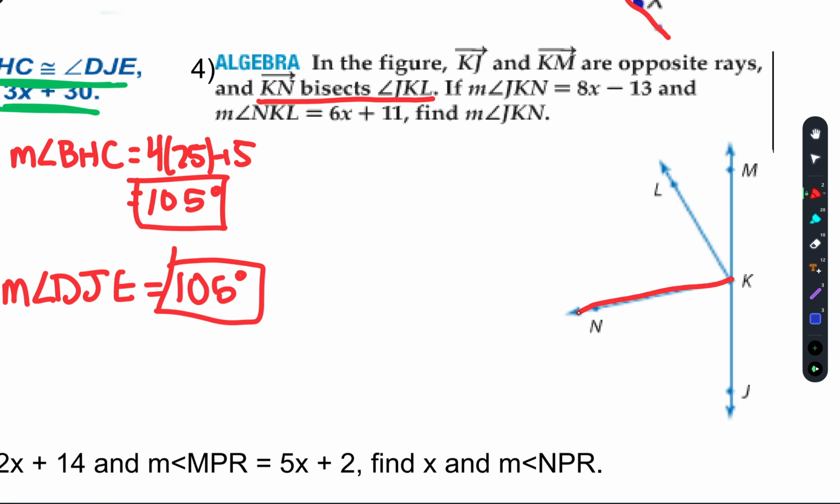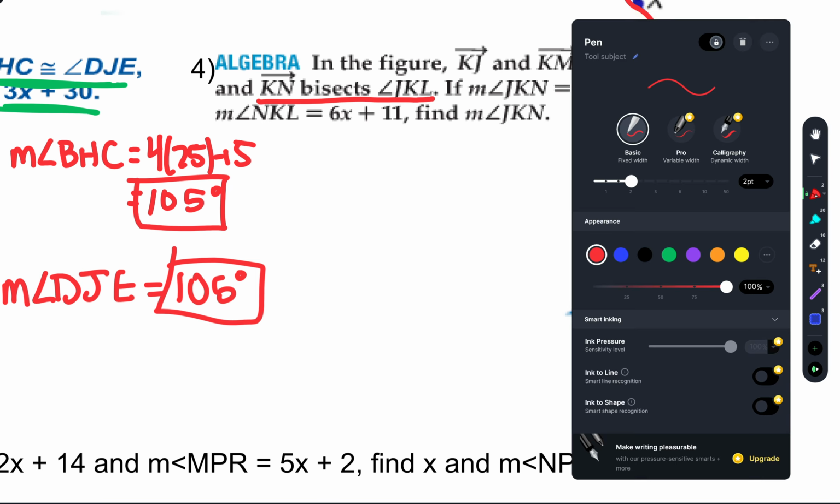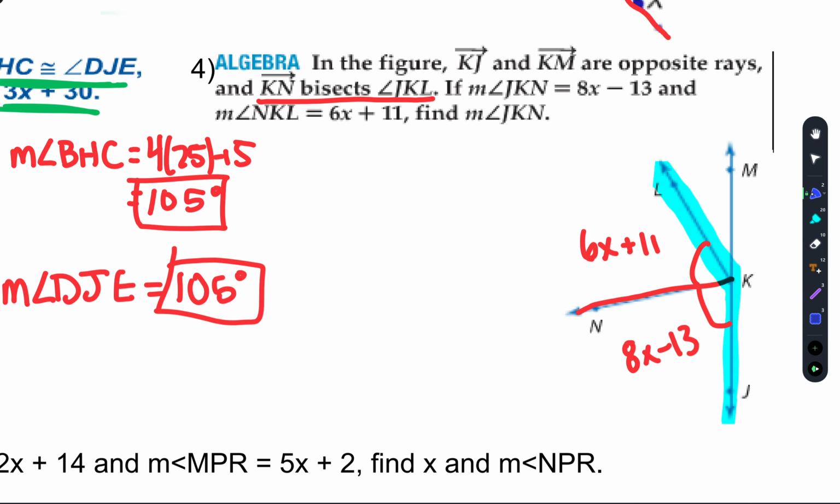Here's KN. Here is JKL. That means that the two pieces of that angle are congruent. Here and here. Then let's just fill in the rest of this, right? JKN is 8x minus 13. NLK is 6x plus 11. Exactly like we did in the last problem. I know they're congruent, so I should be thinking, set them equal.